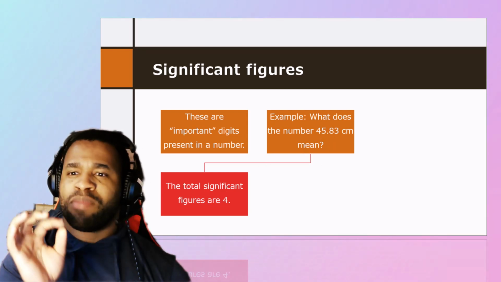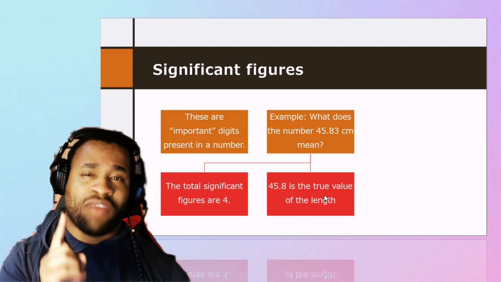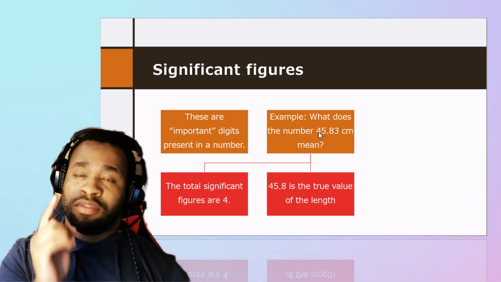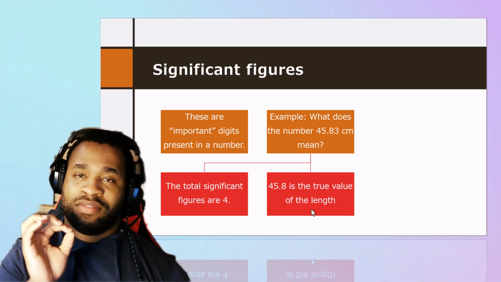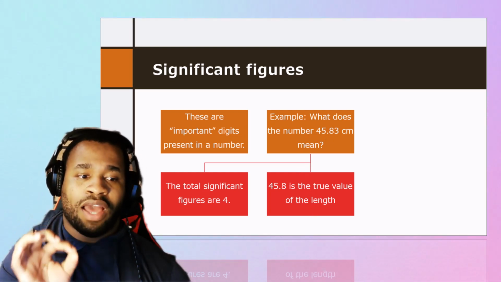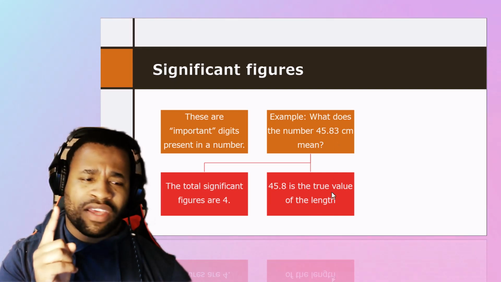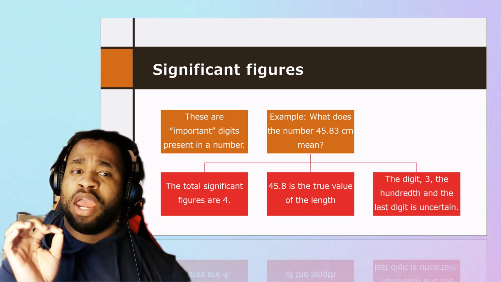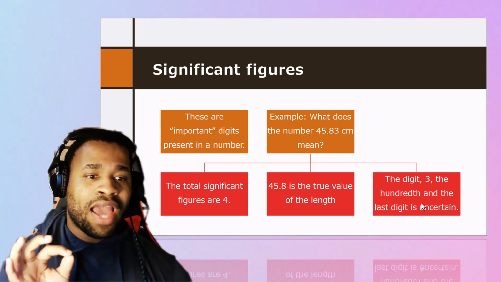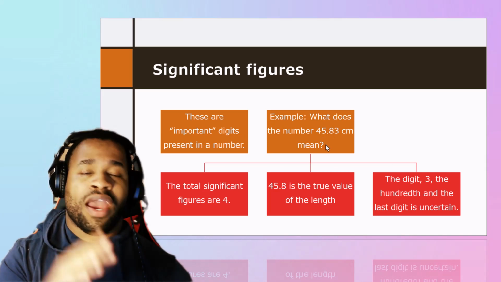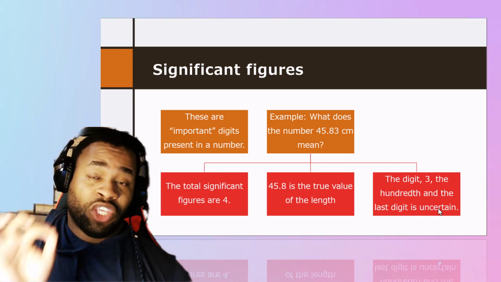The next thing to keep in mind is what the true values are, which in this case are the following: 45.8, and that is the true value of the length of that object. But then what is 3? The significance of 3 comes into play where we recognize that it is positioned at the hundredths place, and it is the last digit after the decimal point, which makes it an uncertain digit.